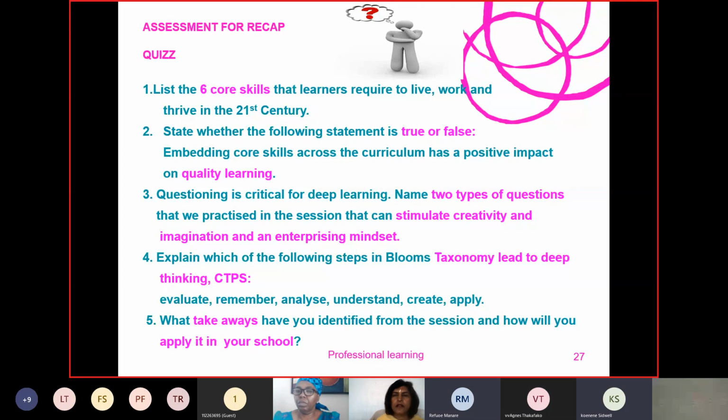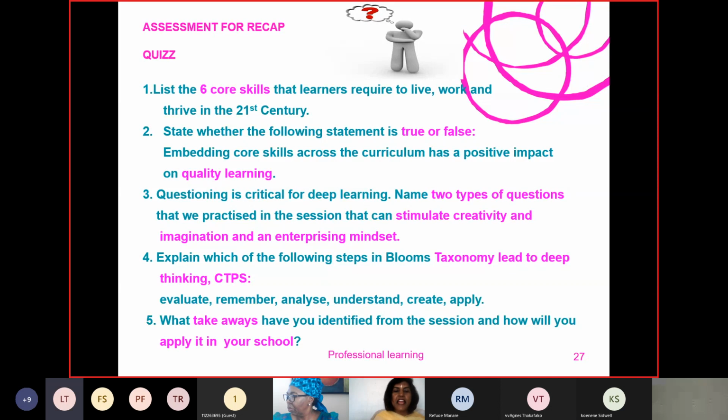Closed questions and open. Yes, they are open and closed questions. But what particular question did we use in the pictures that we did? Remember with the children sitting with the blanket? We used why questions, and then what was the other one that we used? Kunene used those questions as well. What? Yes, what if? Yes, why and what if questions. What if questions create an enterprising mindset?